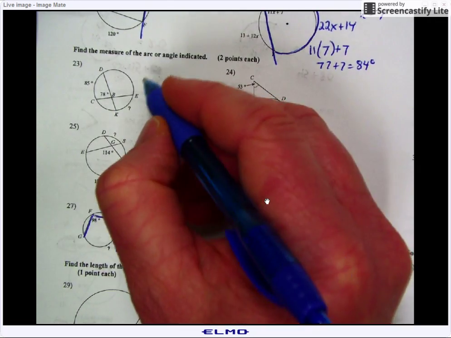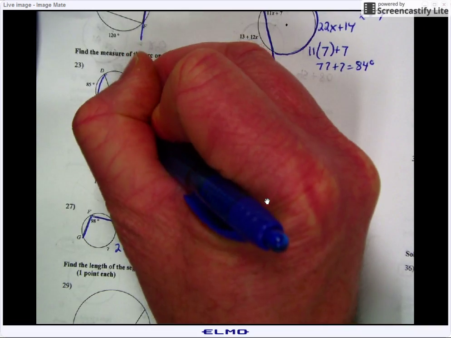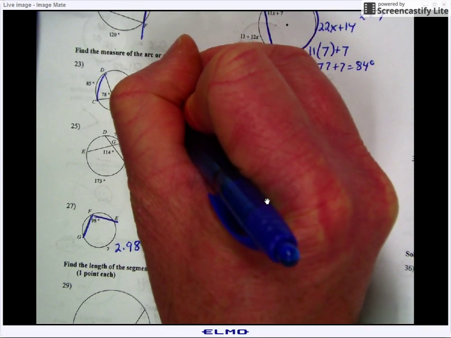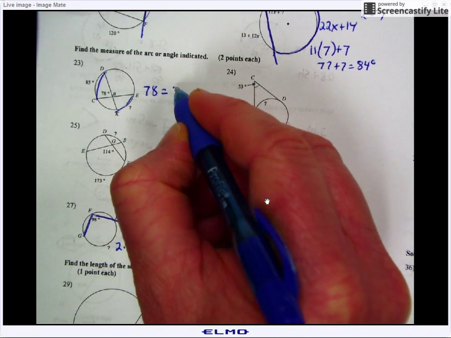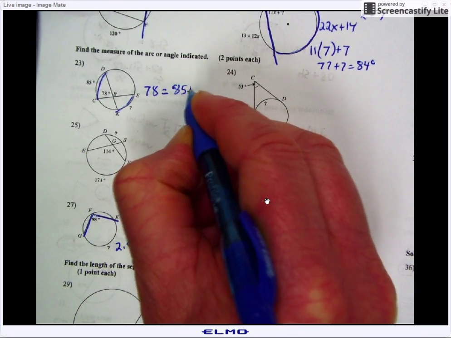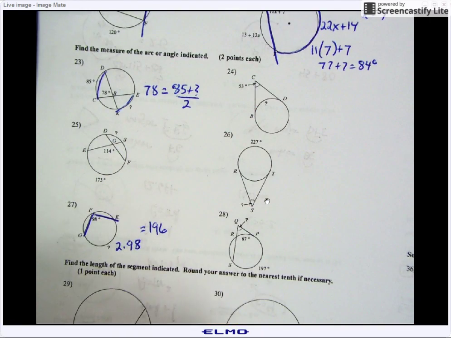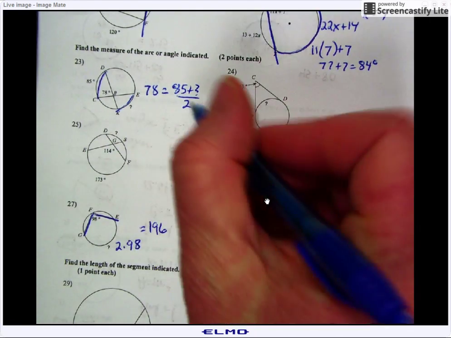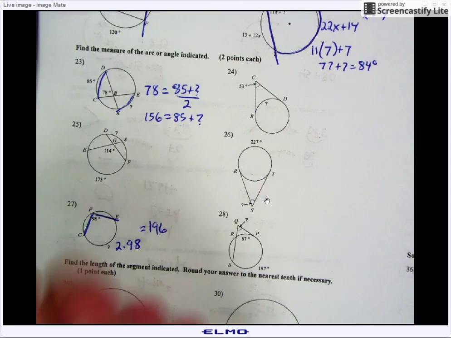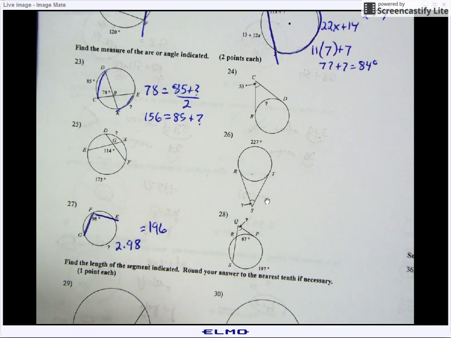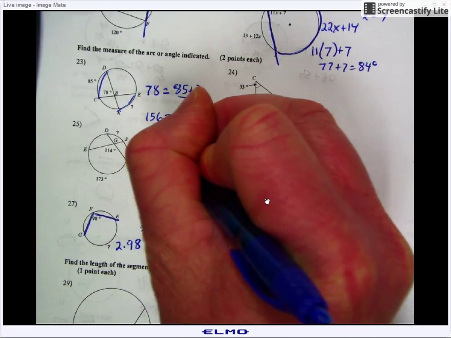So we have inside ones. Inside would be the average of the two arcs. So 78 is the average of 85 plus question mark. Average means you add them up, divide by 2. So I got to multiply 2 times 78. That's 156 equals 85 plus question mark. Subtract 85. Question mark equals 71.